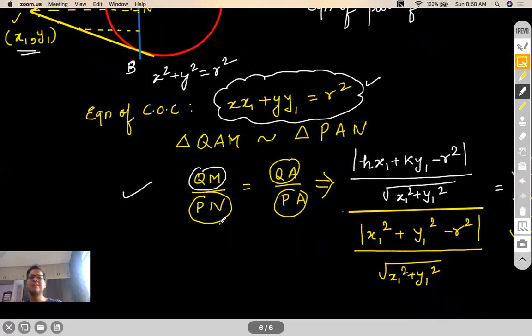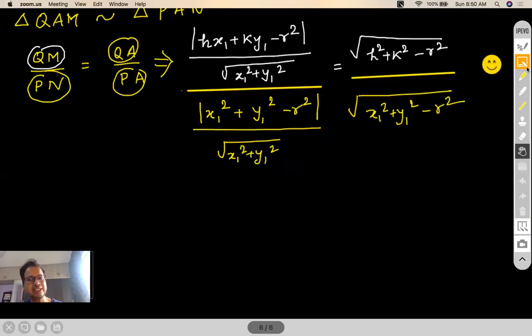Okay. So the moment you know this, you should not need my help actually. You know what to do. These ingredients are well known to you: how to find the length of the perpendicular, how to find the length of the tangent, everything is known to you. Based on that, I got this result. So now let us simplify it.